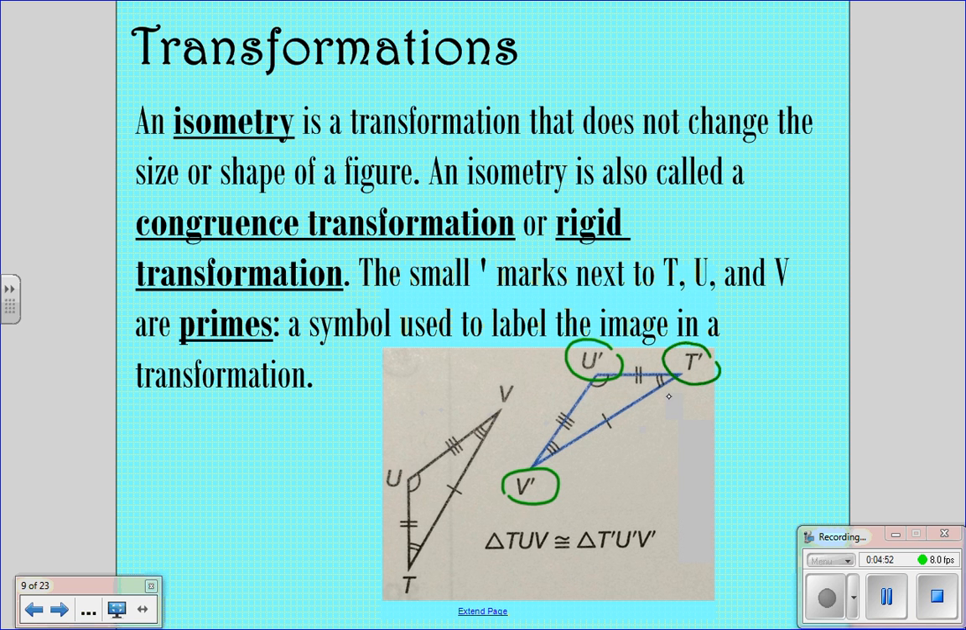The blue figure that we have drawn here is our image. The black one is called our pre-image. So we took this figure and then we moved it and made this new image. And the two triangles are still congruent. This triangle TUV is congruent to triangle T prime, U prime, and V prime.